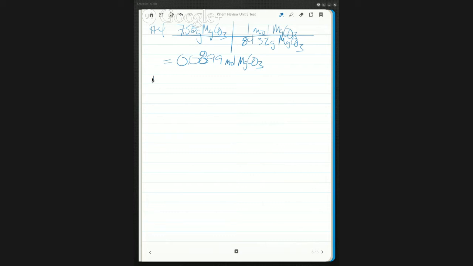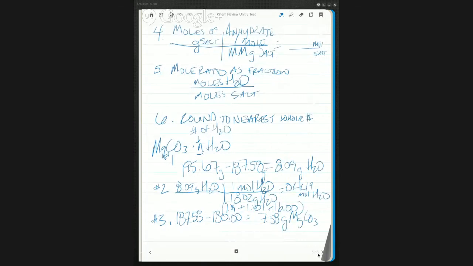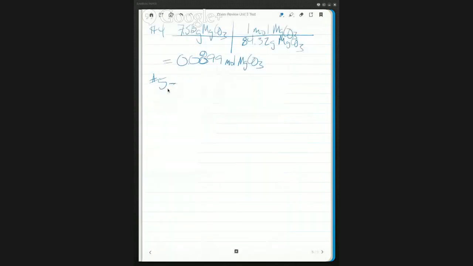Now, step 5 is making the ratio. Just like it says in your lab, just like I put up here, the mole ratio is a fraction of moles of water on top. 0.449 is your moles of water on top. So I have 0.449 moles of H2O on top, and I have 0.0899 moles of MgCO3 on bottom.